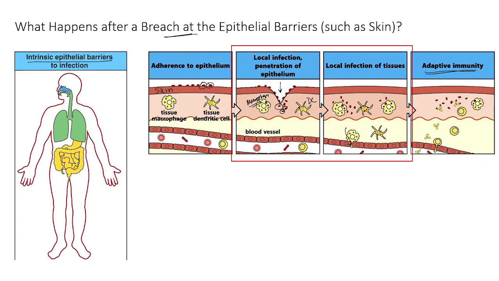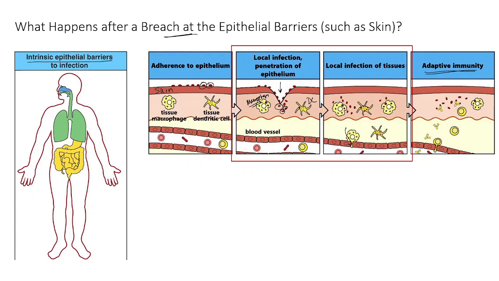Now, adherence to the epithelium. So, if the pathogens manage to bypass the surface protections, they attempt to stick or adhere to the epithelial cells. So, at this stage, pathogens use specific surface proteins to bind to the host cells. Resident immune cells like tissue macrophages and the dendritic cells are already stationed just beneath the surface, waiting to detect these invaders. Now, when the pathogens successfully break through the epithelial wall and enter the underlying tissue, inflammation begins.